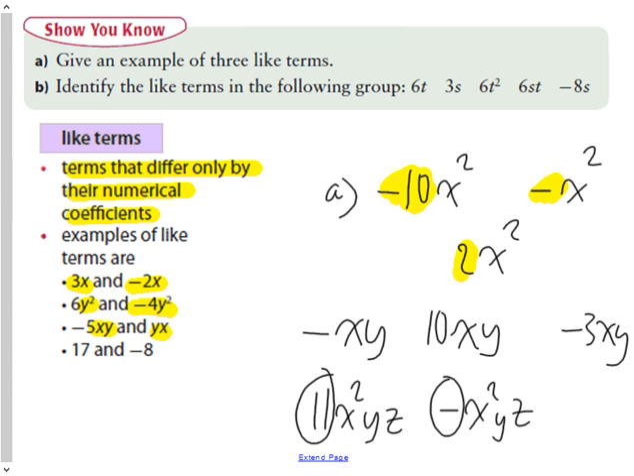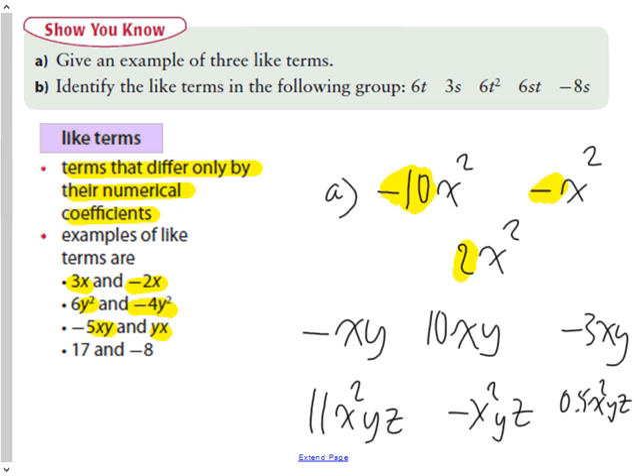And we can even give this 0.5 x squared y z. In this particular case, the coefficient is not a whole number, but rather a decimal. And that is a possibility when we deal with algebra. You can have fractional coefficients or decimal coefficients as well.